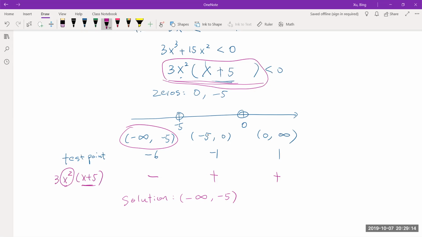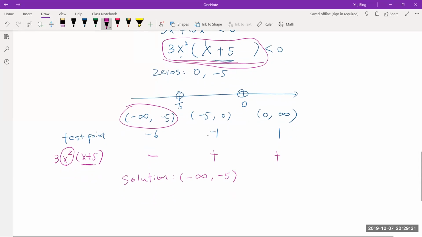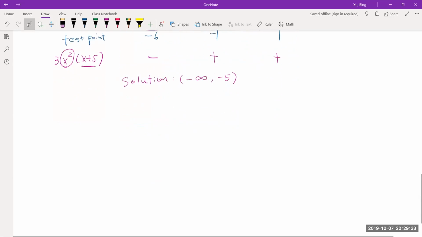Questions on this problem? It's a pretty similar problem. The only difference is you have to factor yourself, right? The first example, they factor it for you. This example, you have to factor yourself and then find zeros and then do the calculation. Okay, next problem.